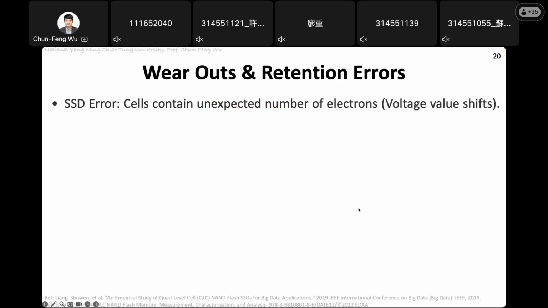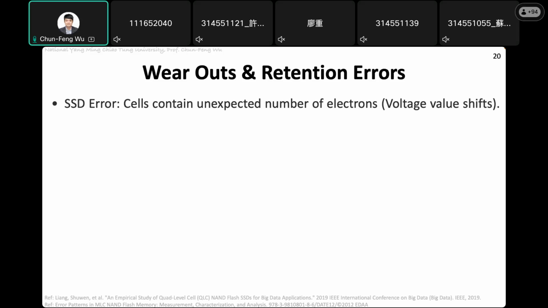Okay, so SSD errors means cells contain an unexpected number of electrons. You can also think about it this way: if you are using SLC, this error is not that important, because SLC has a very good tolerance. The question is just whether there are electrons or not. So even if you have a little bit more or a little bit less electrons inside the floating gate, it doesn't really matter that much, because this is SLC. You only need to differentiate two states.